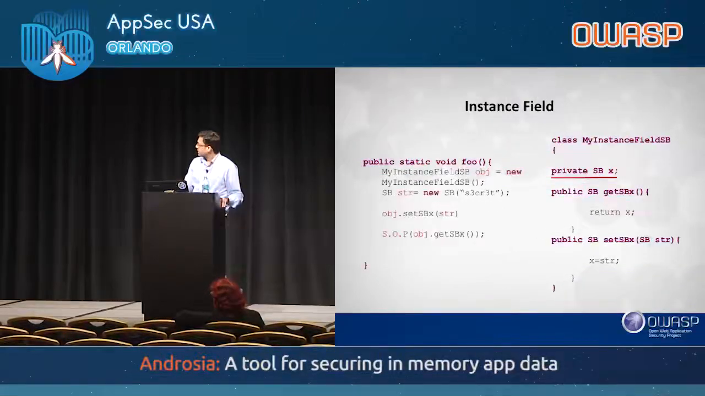There's another scope where they can exist, which is an instance field. Here the variable X is an instance field for my instance field SB class. And now the scope of this particular field is limited to the scope of the object of the class encapsulating it, which is my instance field SB. So whenever obj, which is the object that has been instantiated for my instance field SB class, goes out of scope, you cannot access X anymore.